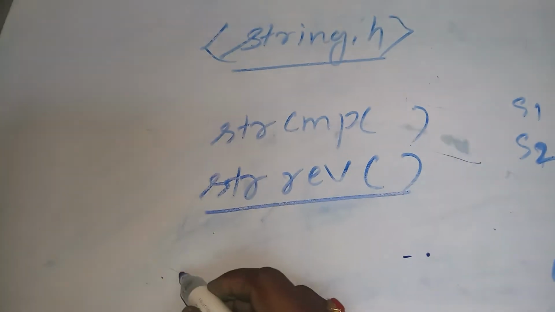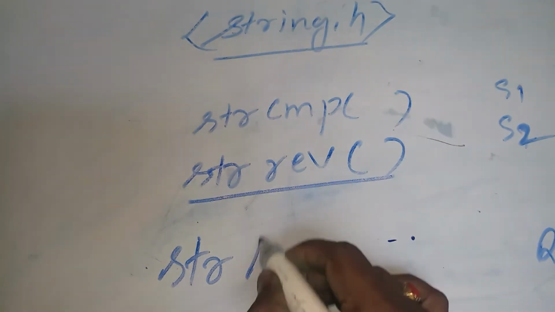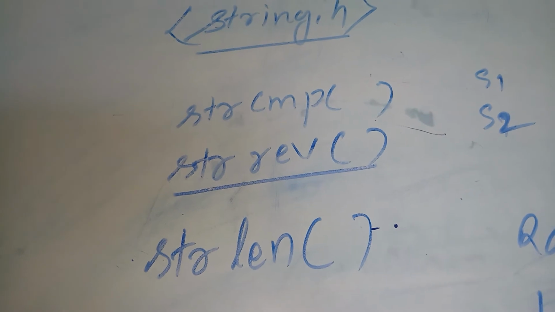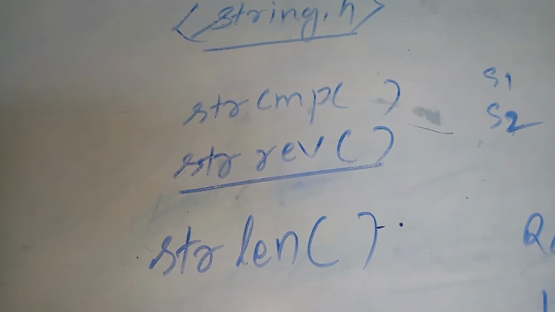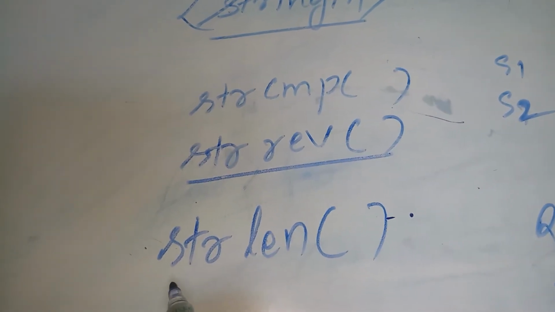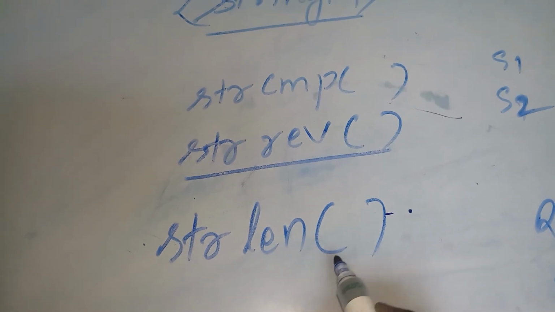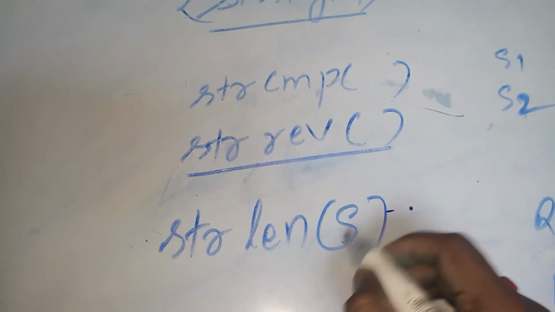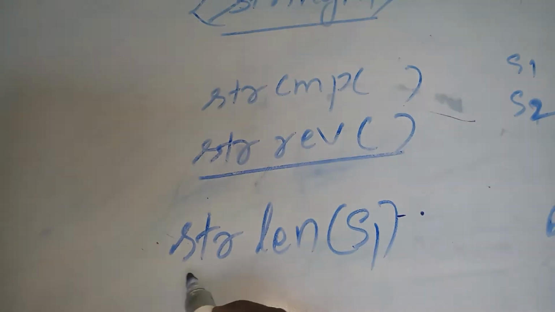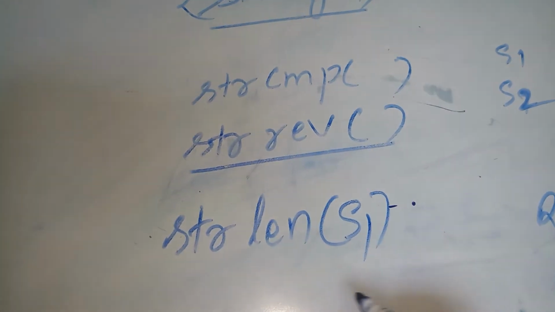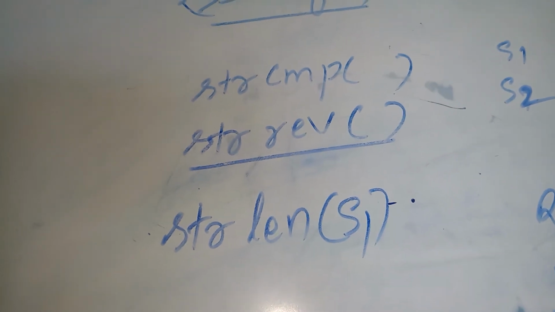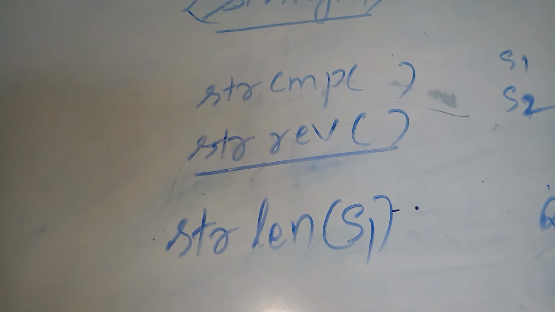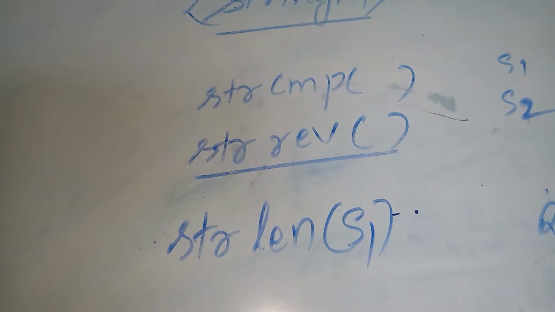If you want to find the length of a string, we go with a function called strlen. For example, to find the length of the string s1, we can give it like this. It finds the length of a particular string. If my string 1 has characters 0 1 2 3, the length is 4, and it returns the output 4.